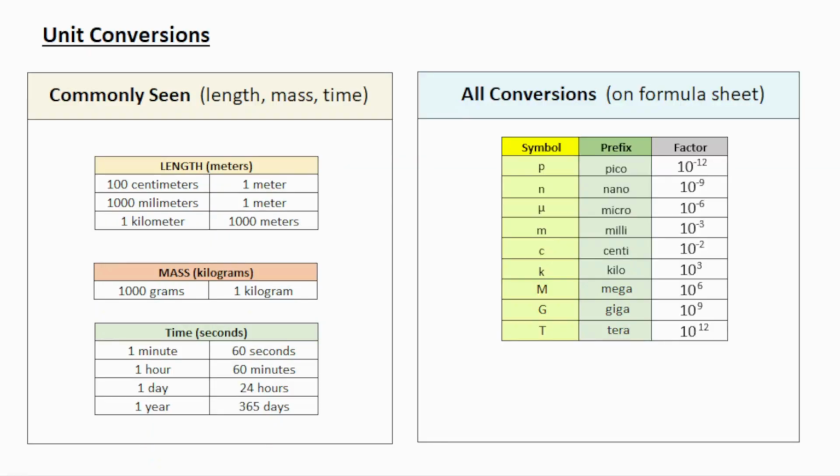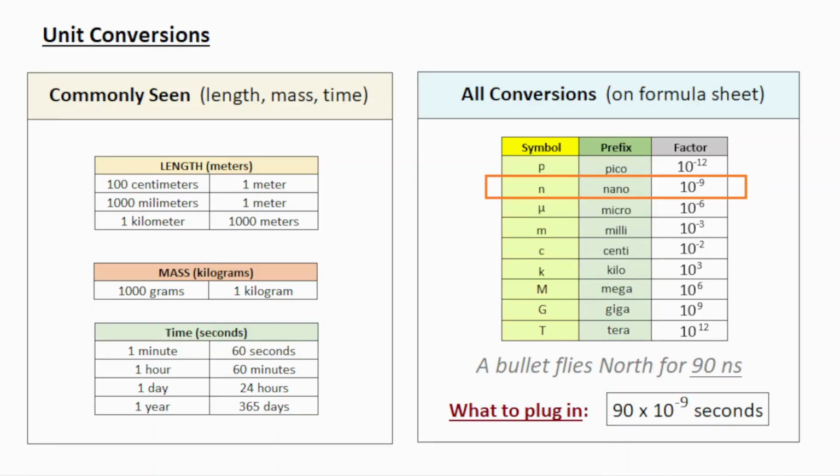For less common conversions, most formula sheets have a table that looks like this. We've got the prefix name in the middle column, the prefix symbol in the leftmost column, and then the conversion factor in the right column. So maybe we're solving a problem, and the problem says that a bullet flies north for 90 ns. So I want to find that prefix in the table. That is the nano, and the conversion factor is 10 to the negative 9. So when I plug in, and I want to be in seconds, I would use 90 times 10 to the negative 9th seconds.